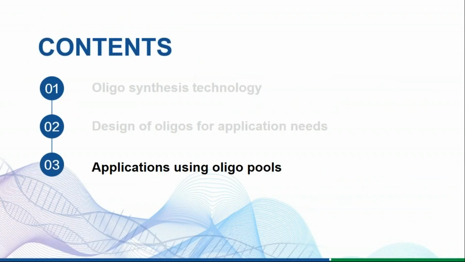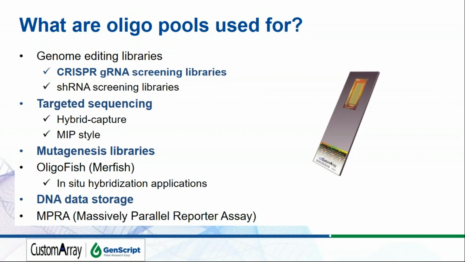So finally, we're going to move on and talk about applications of oligo pools, and there's a number of them. So what are oligo pools used for? The first one, genome editing libraries. This is kind of a big one. We do a lot of these now. CRISPR screening libraries are very, very common. Related shRNA screening libraries are also pretty common. They are used for different purposes at different times, but both of them have utility, and both of them use oligo pools.